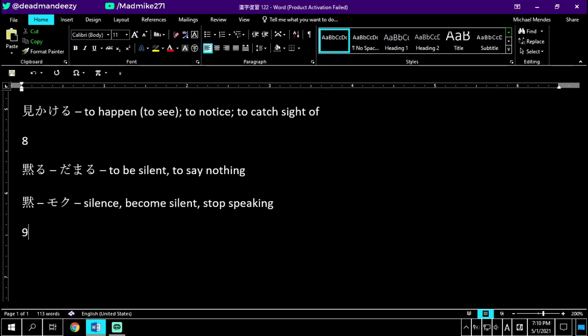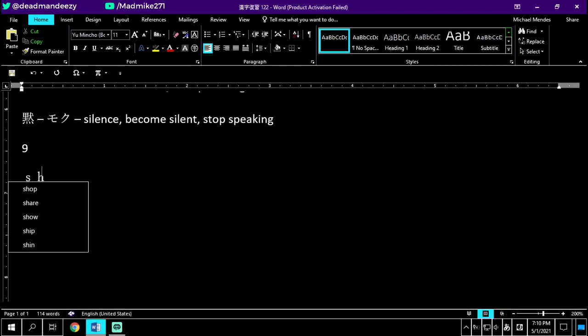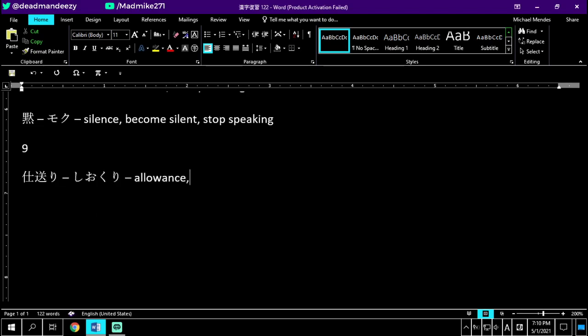Alright, moving on from psychopath territory. Let's hope this next one's a little bit happier in my brain. Shiokuri. Shiokuri is an allowance. A remittance. Shiokuri. Allowance or a remittance.